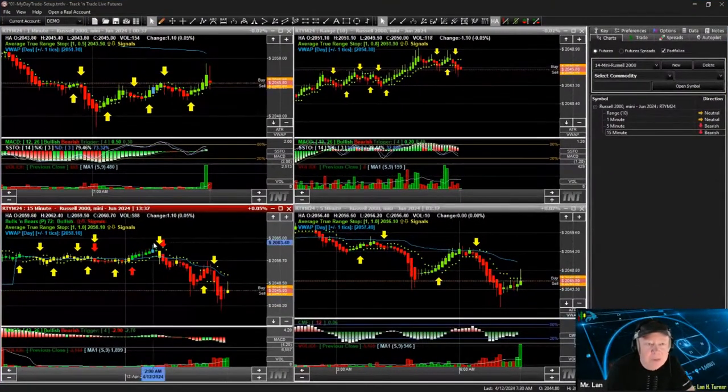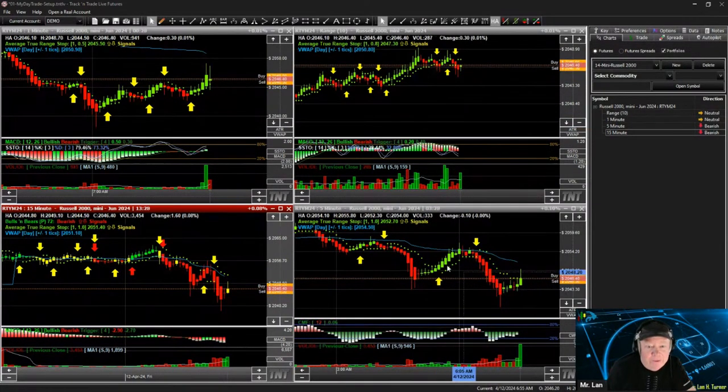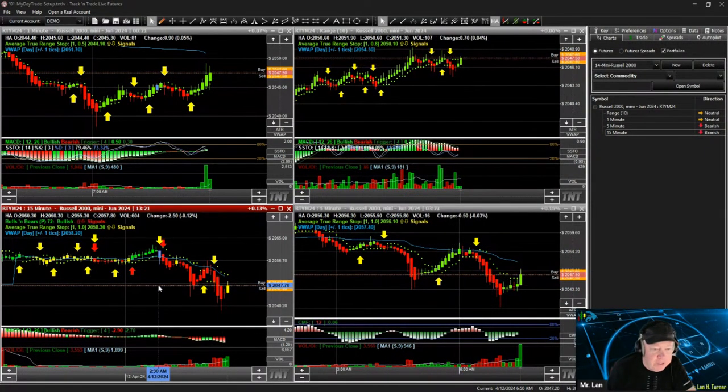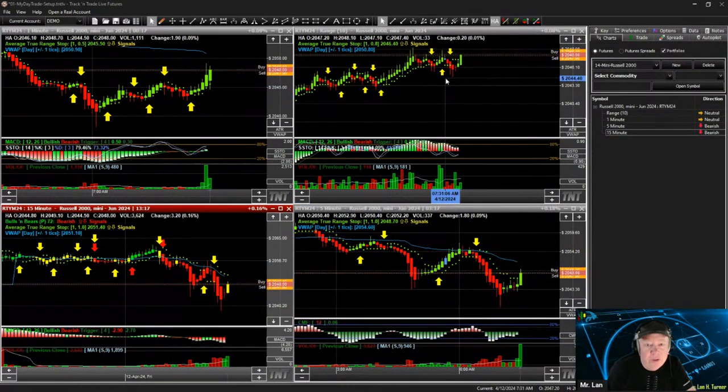The bell rang. Up in the upper left-hand corner is the Russell. Up in the right-hand corner is the Russell. Down in the left-hand corner is the Russell. Down in the bottom right-hand corner is also the Russell. The five-minute chart is the Russell down here that looks so nice and smooth and beautiful. The 15-minute chart is over here on the left-hand side. Up on top, we have the one-minute chart and the range bar 10.